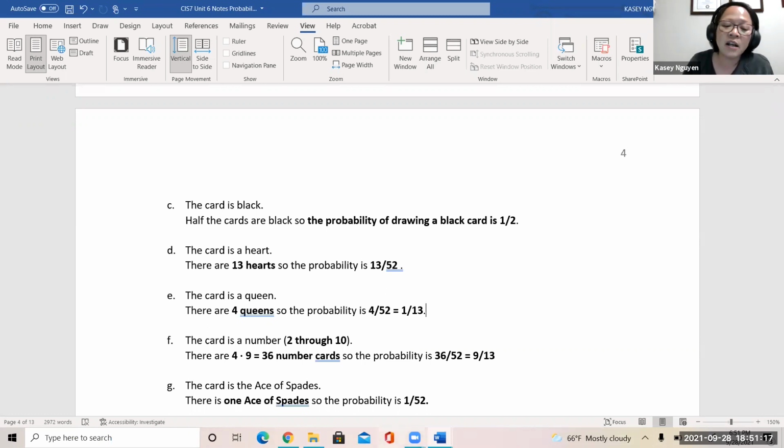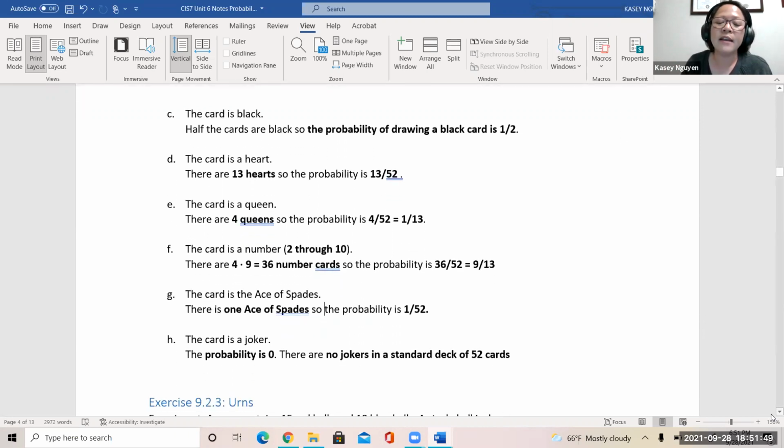So on the last one, G, a card that is the ace of spades. Well, there's only 1 ace of spades, just like there's only 1 ace of diamonds, hearts, or clubs. There's only 1 ace per suit. So 1 out of 52. But if it asks for ace in general, then we would have 4, 1 per suit. And since we didn't include the joker in our deck, because if you include the joker your deck is larger, that will be 0. Okay, so let's do the next one.